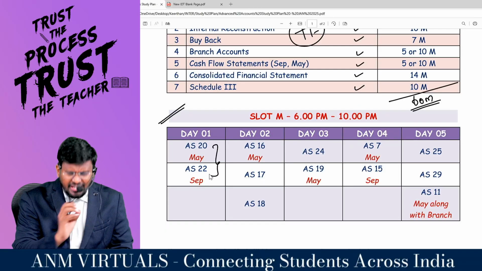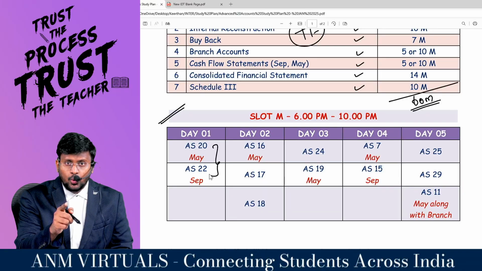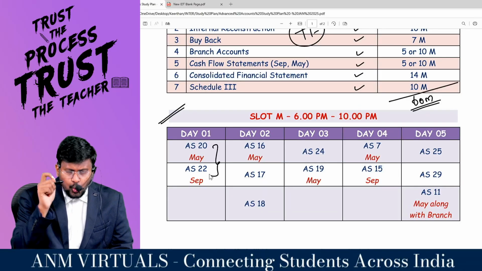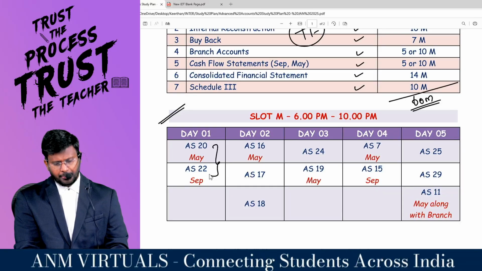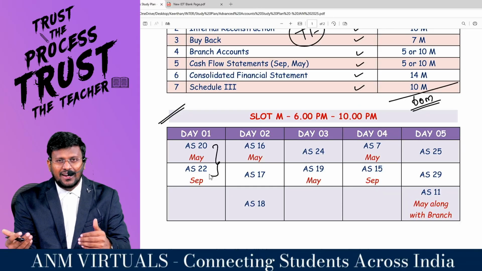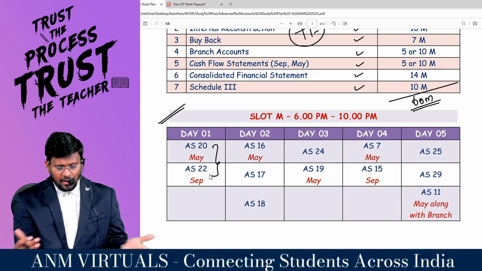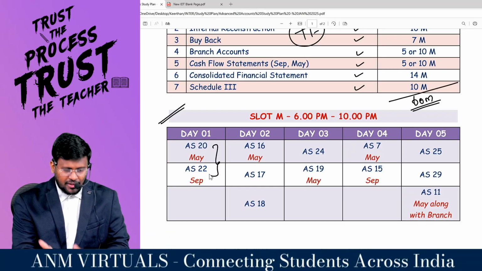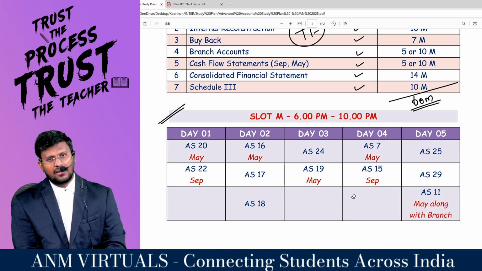Complete one of the biggest, AS 20, which has not been tested in last September. There is a huge chance to test now. AS 22, September already tested. I already said that I can't give a guarantee that this time it will not come. If you want such a guarantee, evening, after examination, I will come and give the guarantee.